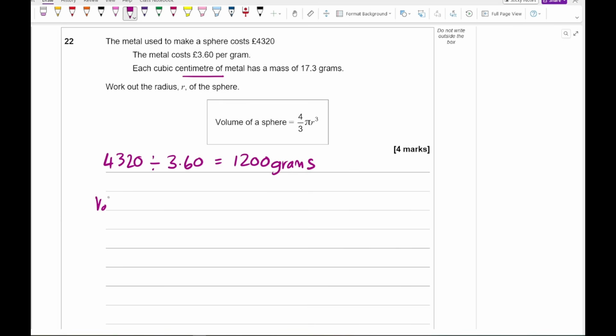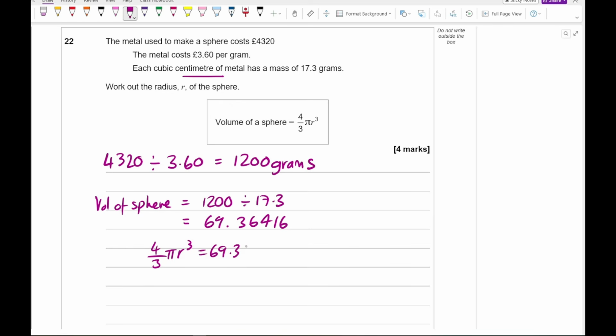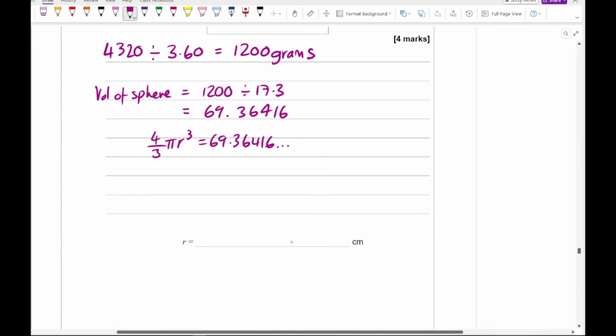Now from this, what we then need to do is work out what the volume is. So the volume of the sphere is going to be 1,200 divided by 17.3, and that comes up to a total of 69.36416. Now from this, what we then know is that this is going to be equal to the volume of the sphere, which if I've still got that value on the calculator, then this is what I should have. Now what I need to do is try and work out what R is.